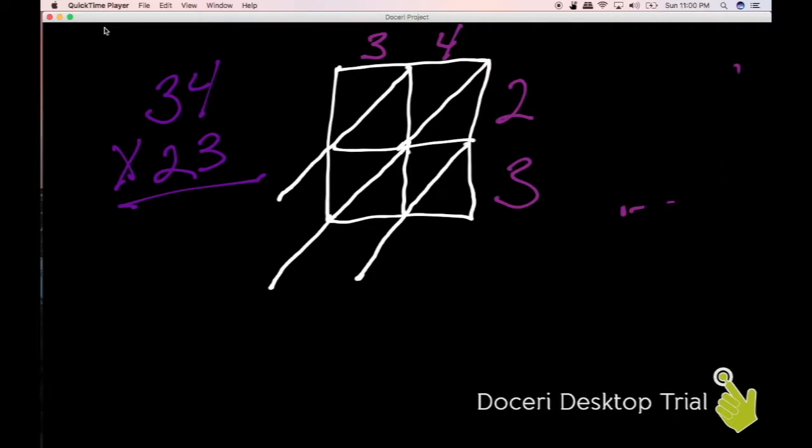Here, let's plug in some numbers. So we have 2 times 4, which is 8. We have 3 times 4, which is 12. 2 times 3, which is 6. And 3 times 3, which is equal to 9. From there, we're going to cross the numbers out that we don't need.